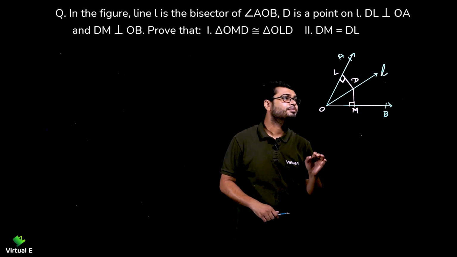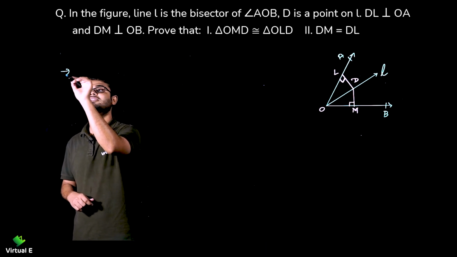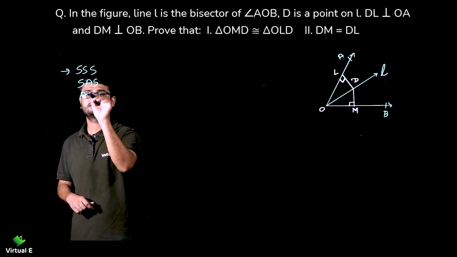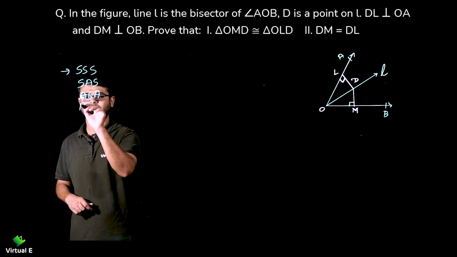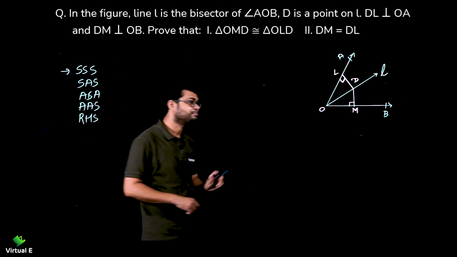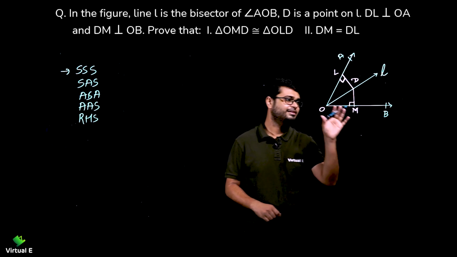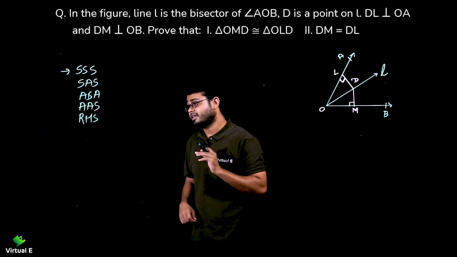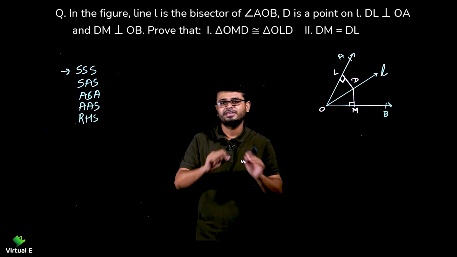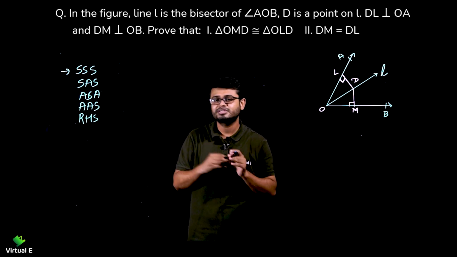Let's start. First of all, list out the conditions. This is an interesting question. So here let's write SSS, SAS, ASA, AAS and RHS. In these two triangles, there is one 90-degree right angle. So most of the time, students start thinking about the RHS. Whatever you do, just prove it with the RHS and you are done, right? Don't have that approach. That's an inverse approach.